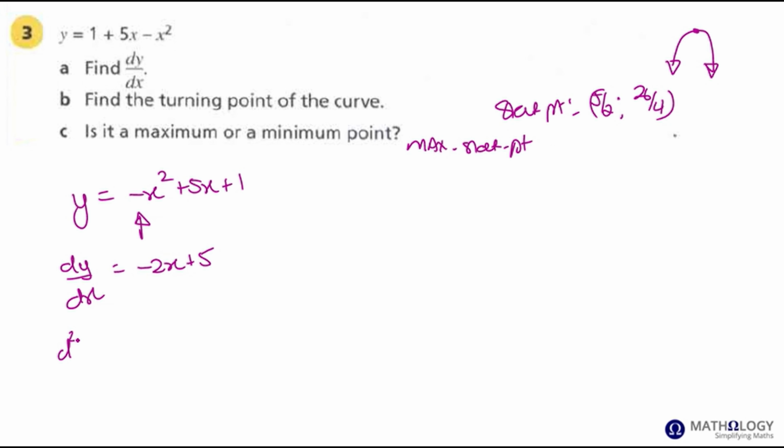So the second derivative equals minus 2. Minus 2 is clearly less than 0. And when the second derivative is less than 0, we have a maximum stationary point.